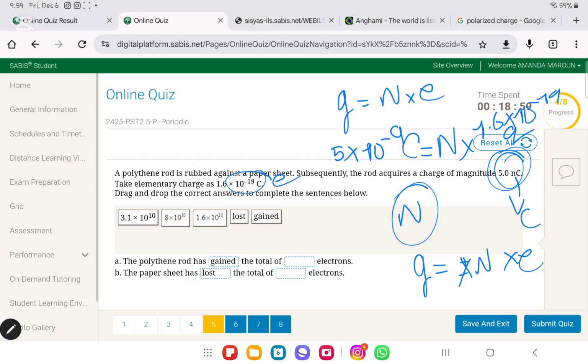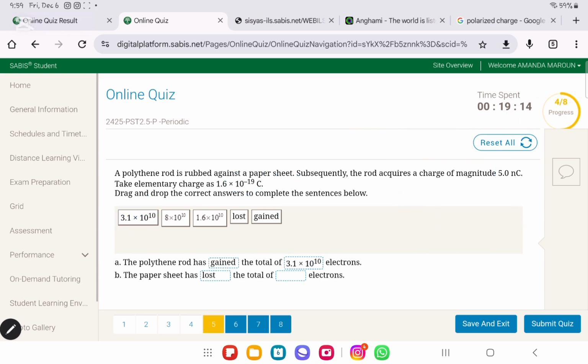Then making it an equation, you are going to get 5 times 10 to the negative 9 divided by 1.6 times 10 to the negative 19. And you are going to get 3.125 times 10 to the power of 10. Not an option, so we're just going to choose this. So both of them will gain and lose the same number of electrons.